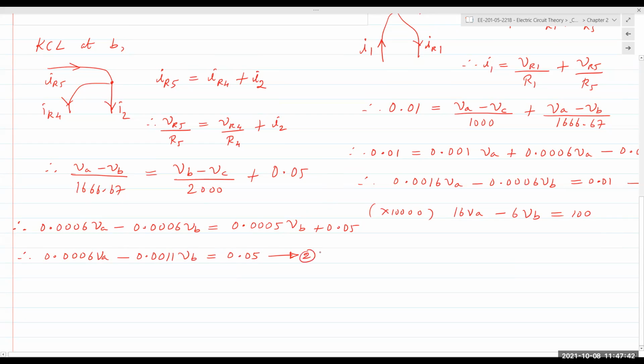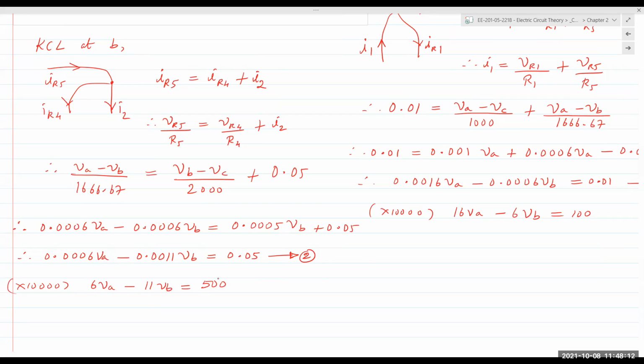That is equation number 2. Or you could multiply it by 10,000 and you get 6 VA minus 11 VB is equal to 4,500. Yes. And now you have your two equations.